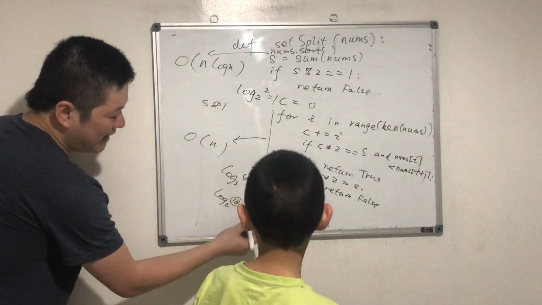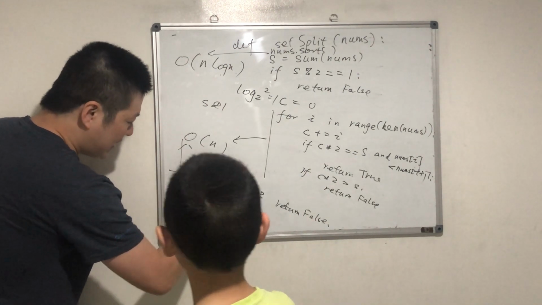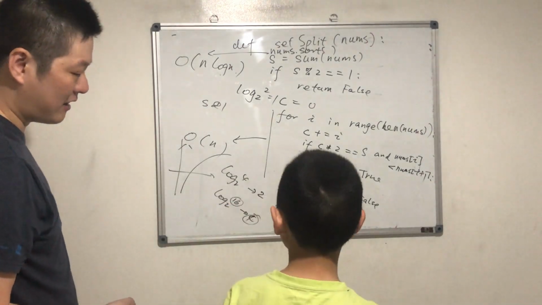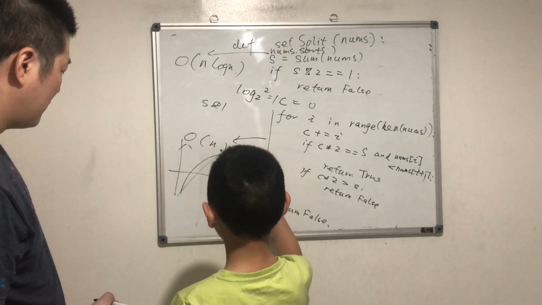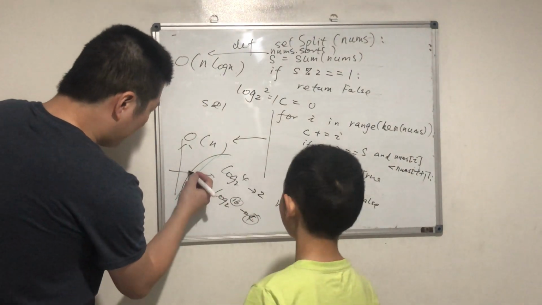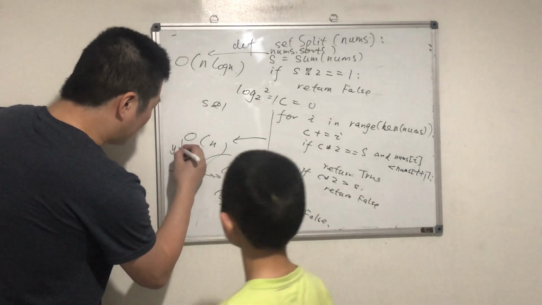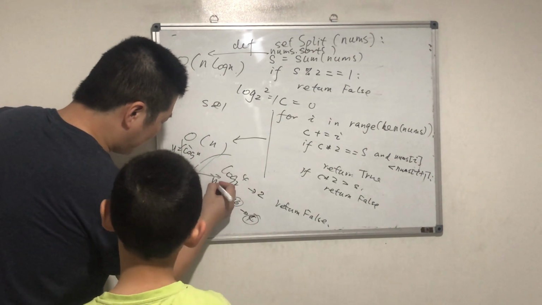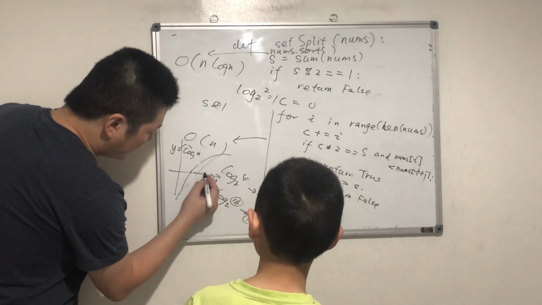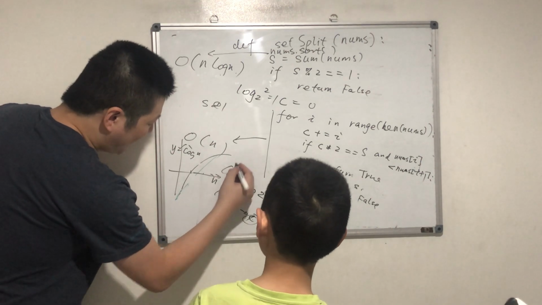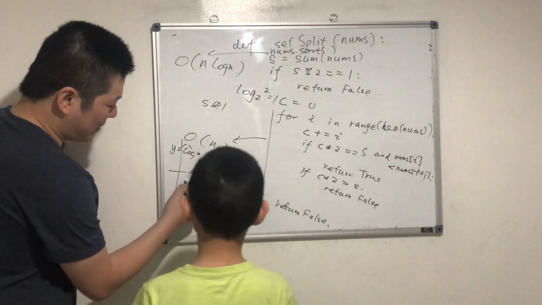So this n log n will be bigger than n because log n is like that. Got it? Does it make sense? Look at the graph: x is n, y is log n. So when n is 1, it will be 0. When n is 2, there will be 1. So it will be like that, right? Does it make sense? So this is negative, you don't need to worry about that.